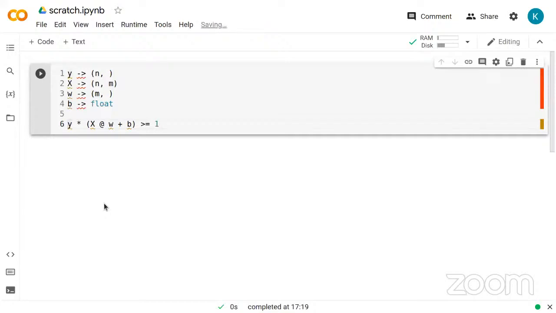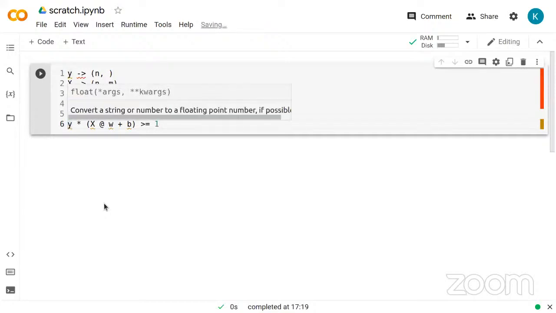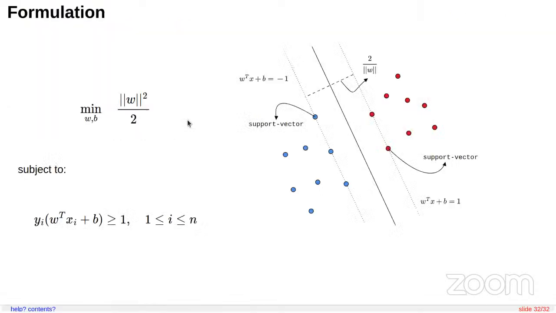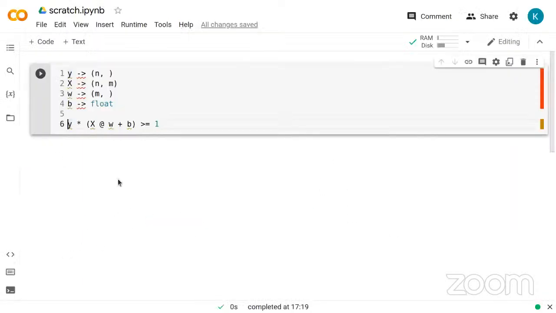If I want to look at how many are classified correctly, then, okay, let's not go there. But this constraint I'll express like this. I hope all of you got this. We'll try to do some numpy also in between. Is this clear to everyone?